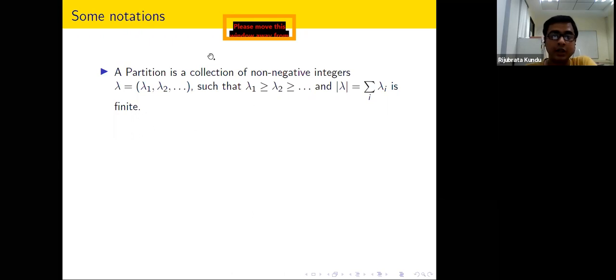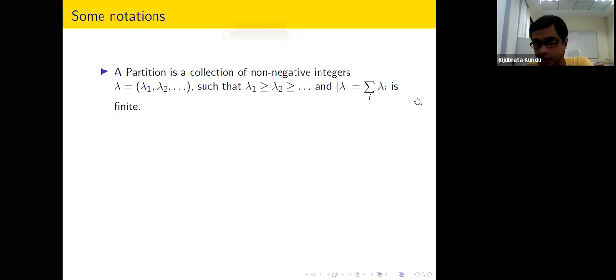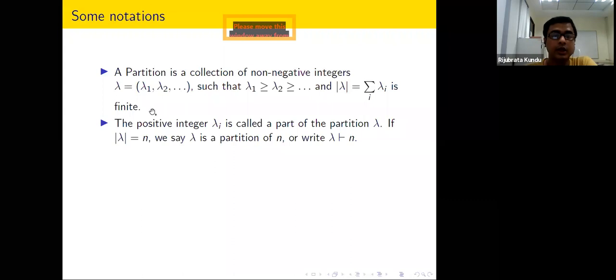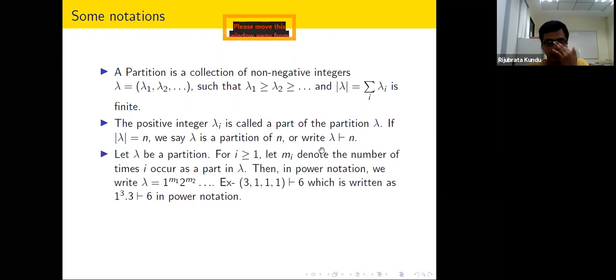So a partition is a collection of non-negative integers, lambda equals lambda_1, lambda_2, and so on, which are in non-increasing order. So lambda_1 is greater than or equal to lambda_2, and so on. And |lambda|, the sum of these lambda_i's, is finite. That means that after finitely many i's, the lambda_i will all be zero. The positive integer lambda_i is called a part of the partition lambda. And if |lambda|, the sum of its parts, is equal to n, we say that lambda is a partition of n. These are some classical notations.